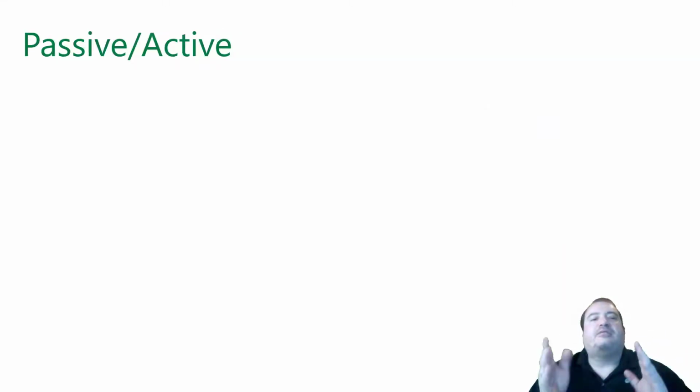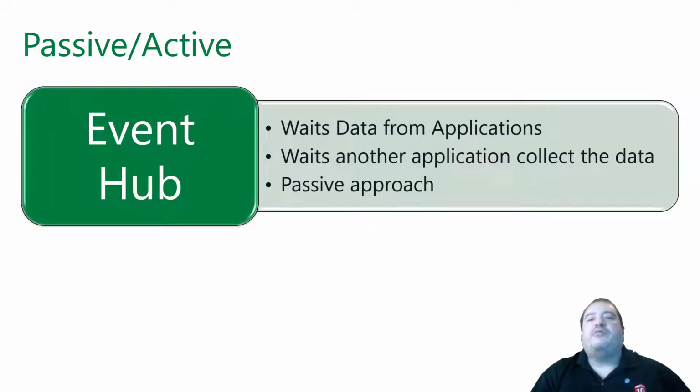Let's explain this detail about passive and active, which I mentioned. Event Hub waits for data from applications. Then it keeps the data and waits for another application to collect this data. So the Event Hub is a completely passive object, a passive feature. It waits for someone to send data to it and waits for another one to collect the data from it.